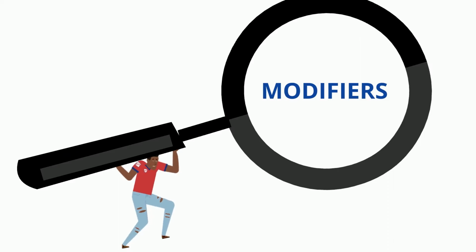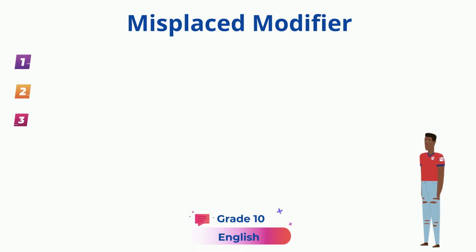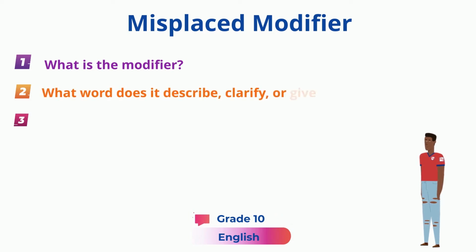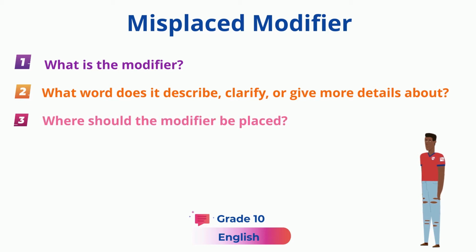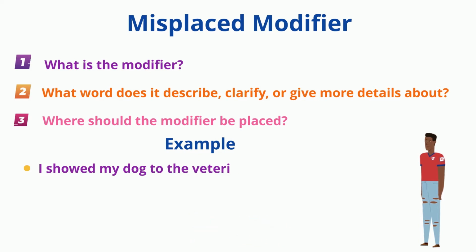To test the placement of modifiers and avoid unwanted confusion, follow this three-step process. 1. Ask yourself, what is the modifier? 2. What word does it describe, clarify, or give more details about? And 3. Where should the modifier be placed? Look at this sentence. It has a misplaced modifier. Let us find it and try to fix it.